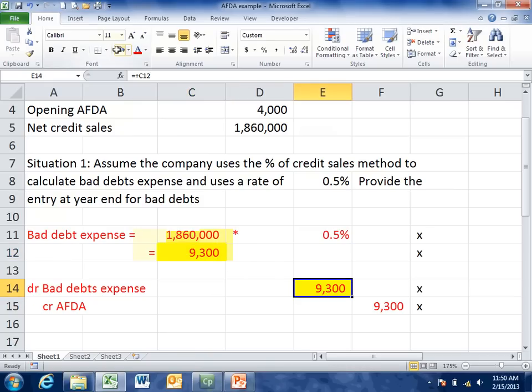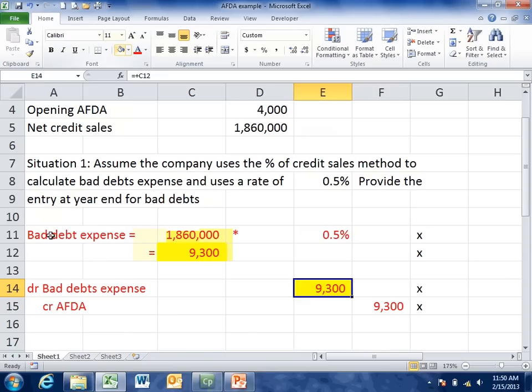Okay? Let's look at situation 2. Situation 2 says, assume the company uses the aging of accounts method to calculate, and that should say bad debts expense, but bad debts expense for the year. The following aged AR trial balance is provided. So this is an aging of accounts. This is an aged receivable listing.